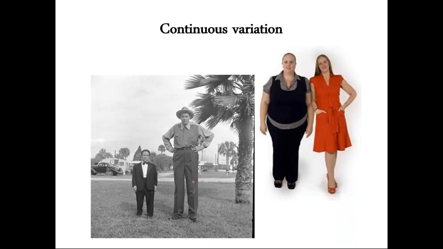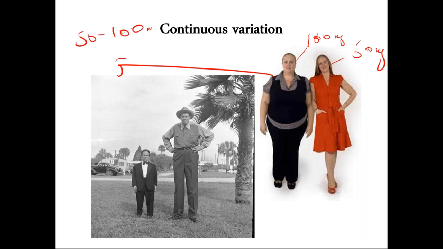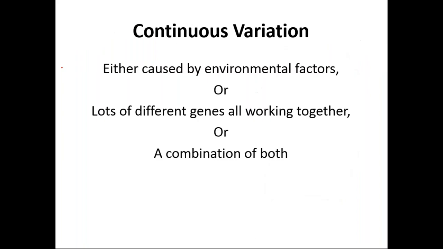But in a continuous one, look, height or your weight, they are continuous. Let's say here is thin, but this one is overweight. It is 50 kilograms, but it is 100 kilograms. So your limit is between, let's say, 50 and 100 kilograms. So you can choose 51, 52, 53, 54, 55, 99, 85.5 kilograms, because a human being can belong to any number. Okay, this is continuous variation.